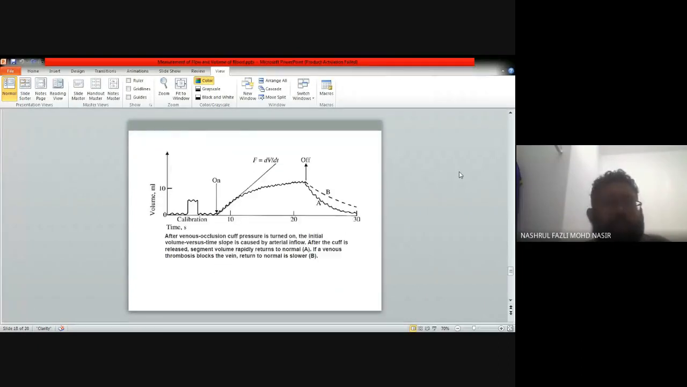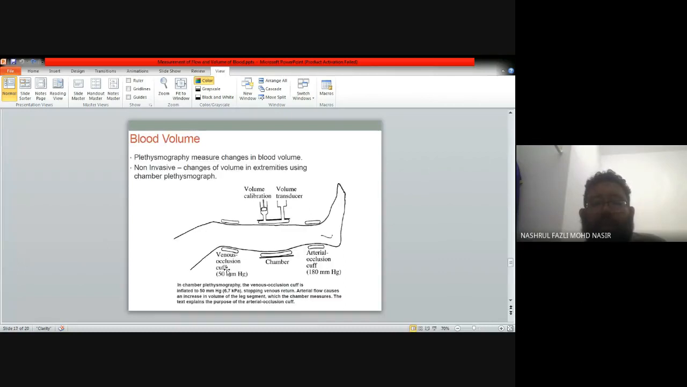Not many left, only two pages. This page shows what the measurement looks like. You have the calibration first, and then you start to measure after the venous occlusion cuff pressure is turned on. I hope you still remember this one. The venous occlusion cuff starts.